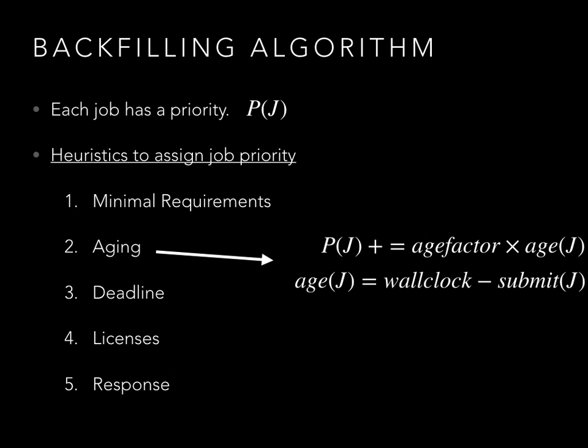In the backfilling algorithm, each job has a priority value P_j, with the queue being ordered in terms of the highest priority. The priority is the sum of the 5 different heuristics. The first one, minimal requirements, specifies details like the number of nodes. Then aging helps avoid job starvation and is shown in detail on the right, where age factor is a multiplicative factor of choice. Deadline maximizes the number of jobs terminated by a certain deadline.